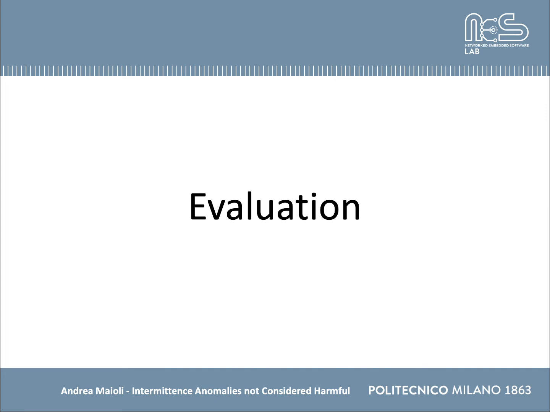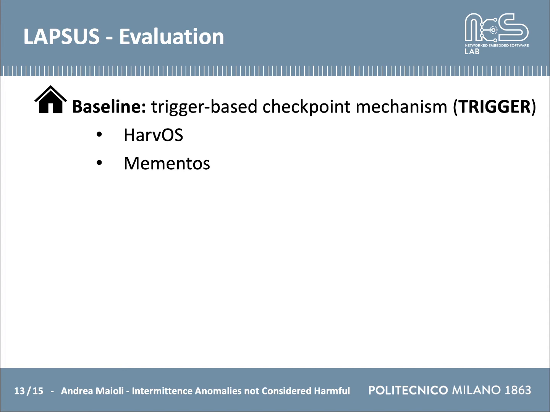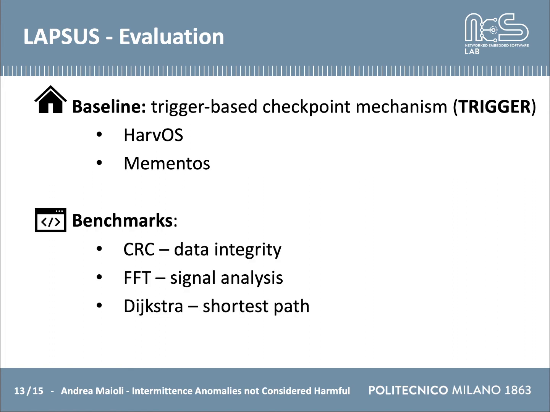We evaluate Lapsus performance in its worst case scenarios. We use as baseline a generic trigger-based checkpoint mechanism, which we call Trigger, and which has the same behavior of existing trigger-based checkpoint mechanisms such as Harvest and Mementos. At each checkpoint trigger call, Trigger decides whether to save a checkpoint or not depending on the level of the energy buffer. As benchmarks, we use a heterogeneous set of applications that are commonly used in this domain.